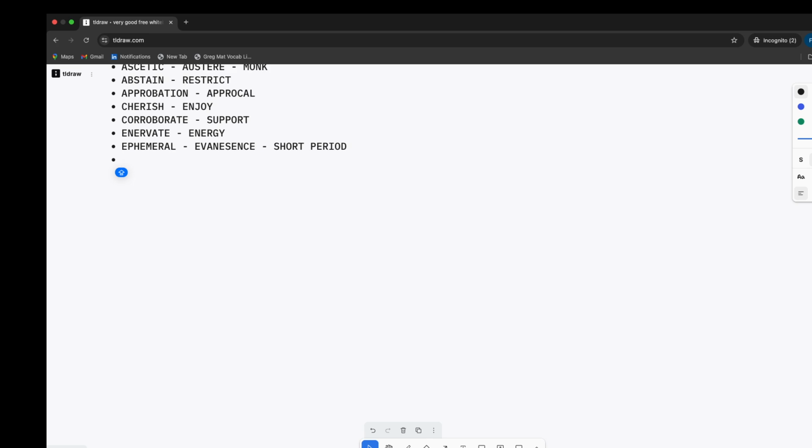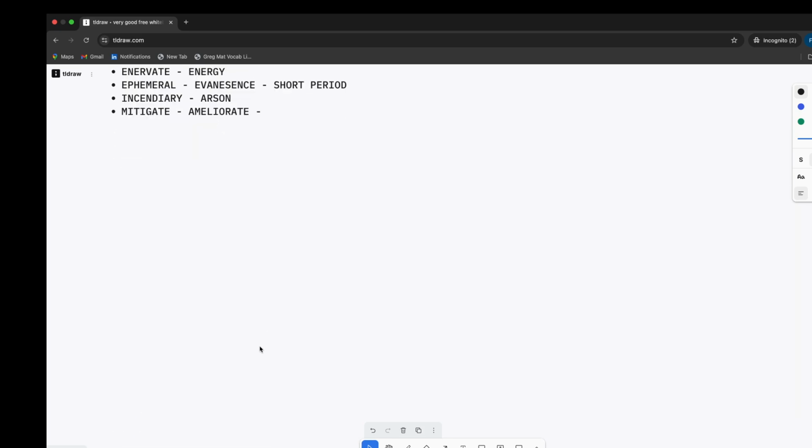Okay. Garrulous is done. Incendiary. So incendiary is a person who likes arson or fire. Mitigate is to reduce. Okay, there was mitigate and ameliorate, which is the same, I guess. Yeah, ameliorate is mitigate, to reduce. Obsolete is something which is old. Okay. Opaque is something very rigid, or that we cannot see through.